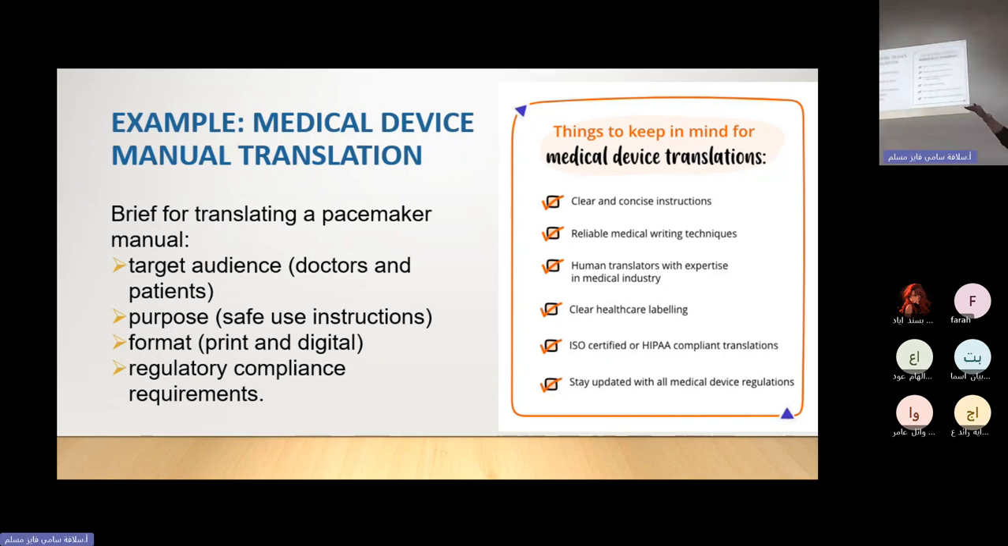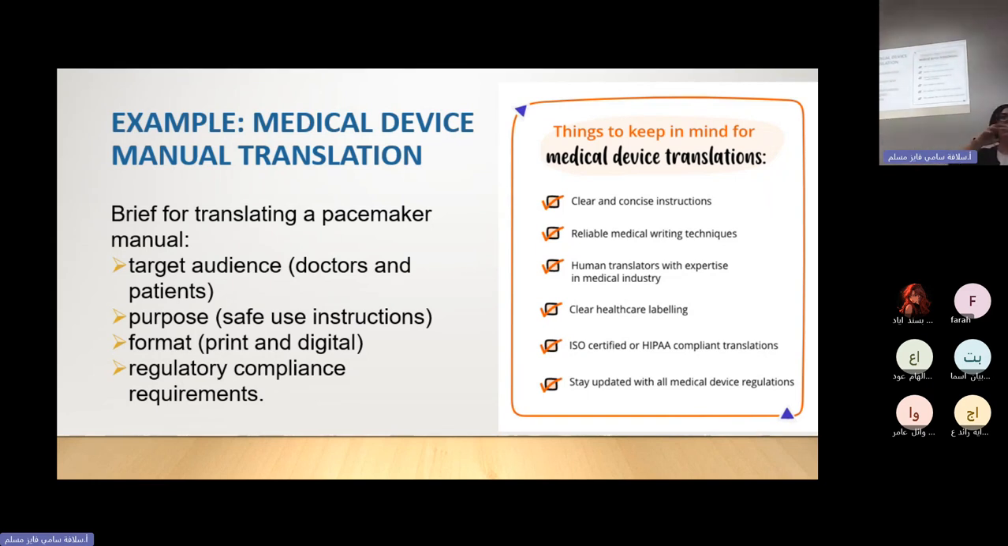Okay? You need to know the purpose. What's the purpose of me translating this manual? It's safe use instructions. The purpose, why do I want to translate? Okay? And the format, is it going to be printed? Is it going to be digital? There is a difference between this and that. Okay? And what are the regulatory compliances?